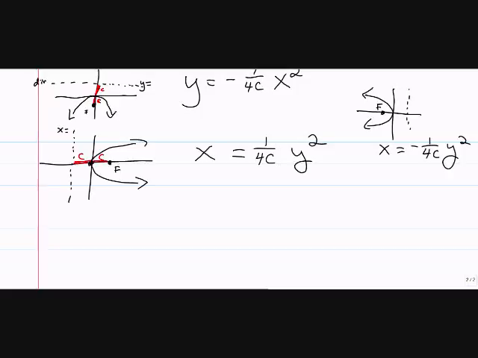What's that? C is the distance from the vertex to the focus, or the vertex to the directrix. I define my parabola by that distance. And that involves that constant distance that we looked at in this little thing over here.